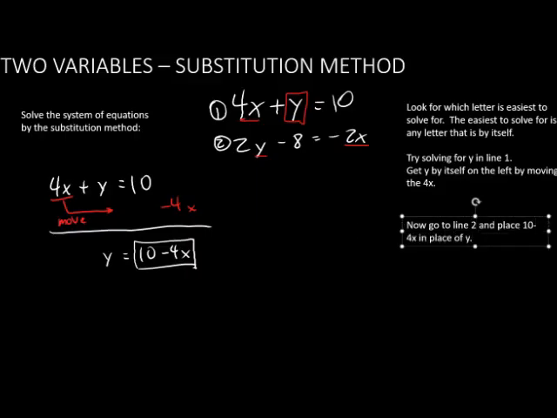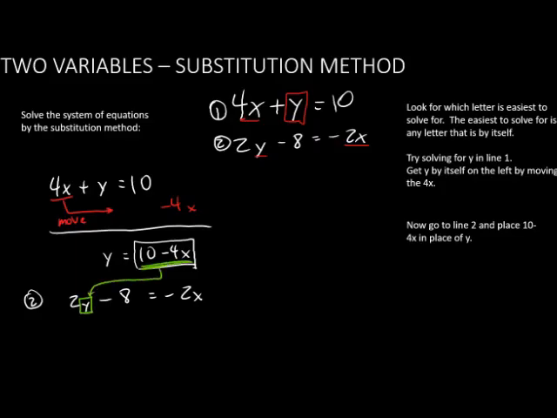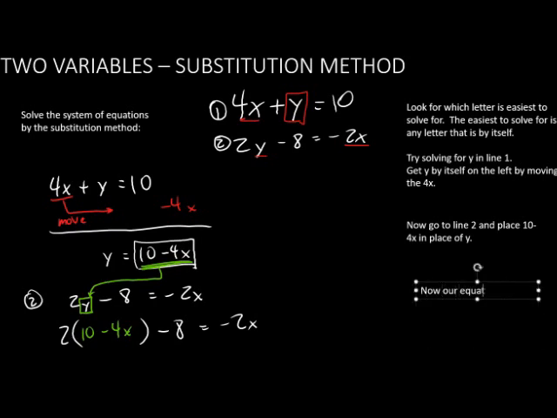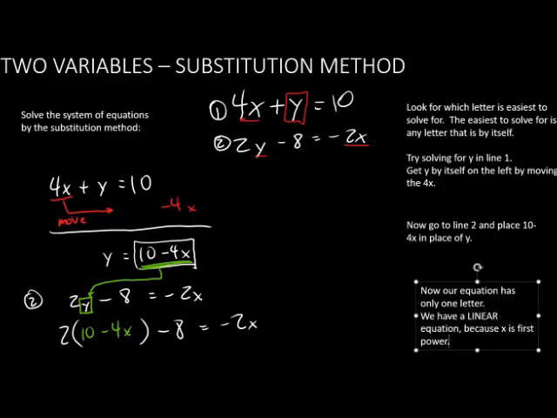Line 2 says we have 2y minus 8 equals negative 2x. The y in this position that I'm boxing in green, we will replace with 10 minus 4x. We will still have minus 8 equals negative 2x. You may notice at this point that the equation we have, once we replace the y, has only one letter. You may also notice that new equation is first power in x, so we have what is effectively a linear equation that we'll have to simplify and solve. We'll go to the next page and try to simplify this down.